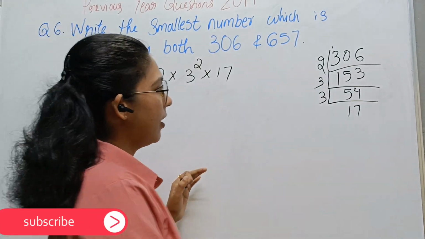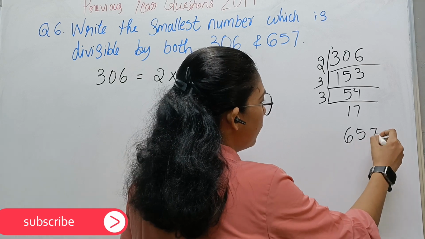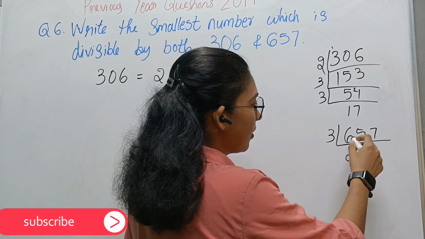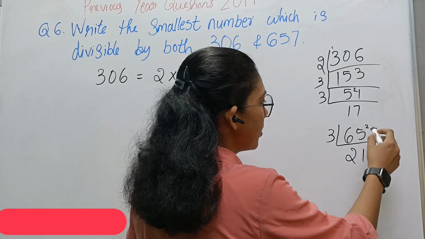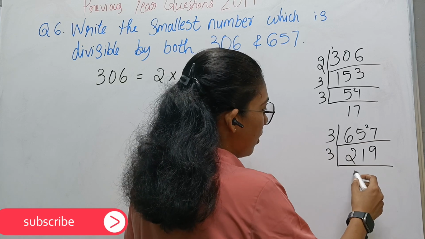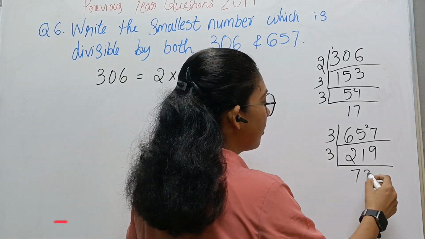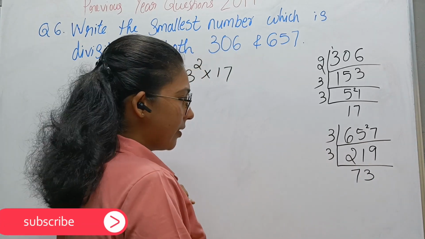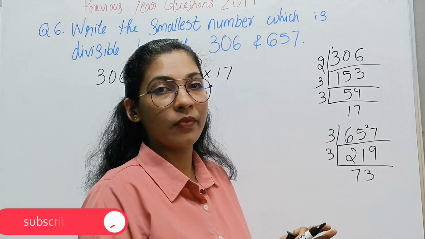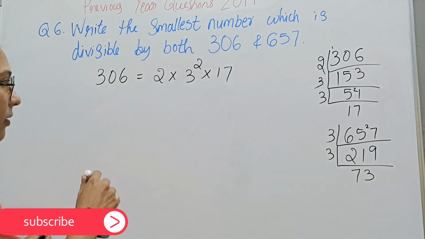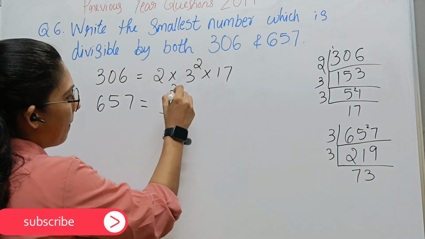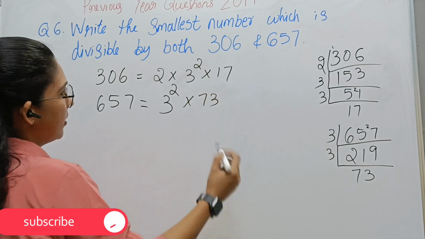And the next number is 657. Let's start with 3. 2 times 3 is 6. 9 times 3 is 27. Again 3 is there, 7 times 3 is 21, 3 times 3 is 9. 73 is also a prime number, so we cannot factorize it further. So the factors of 657 are 3 to the power 2 into 73.